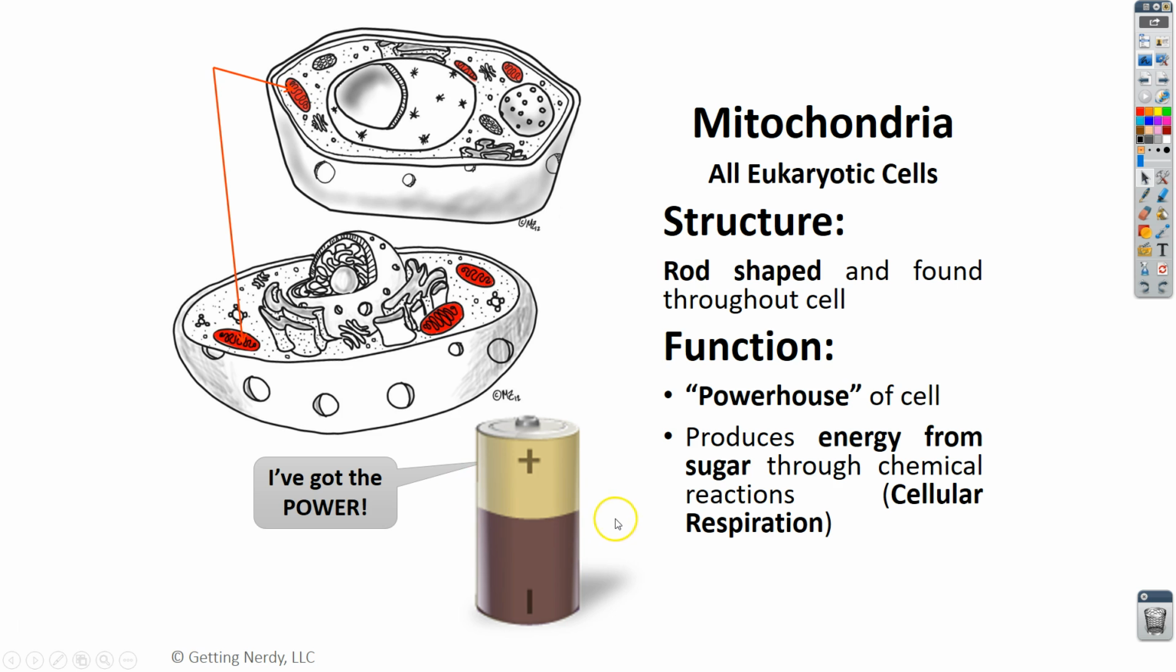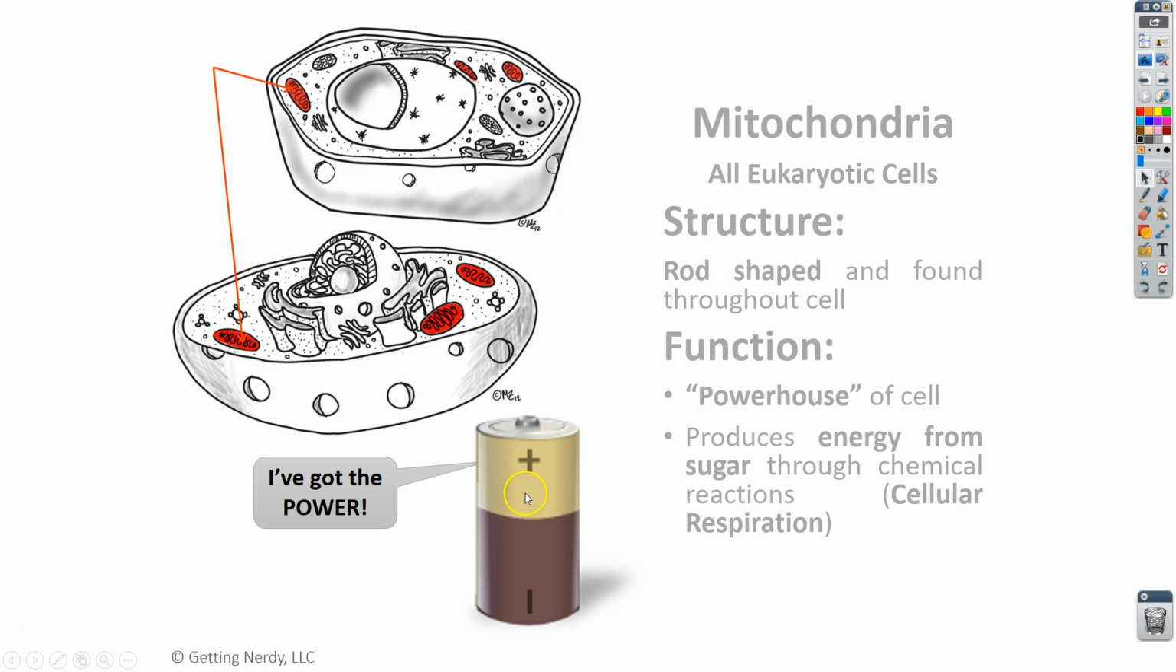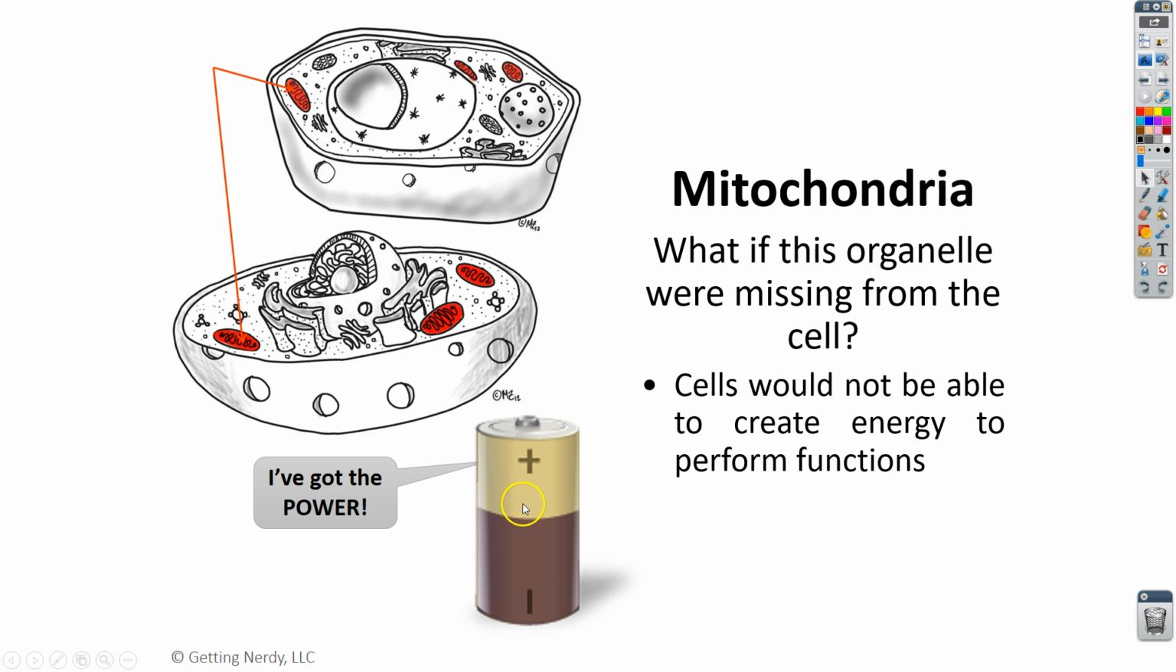If you can't think of anything to draw, one thing that you might want to draw is a battery, because batteries typically have power. The mitochondria, if that was missing, cells would not be able to create energy to perform functions and the cell would die off. So these are all really super important.